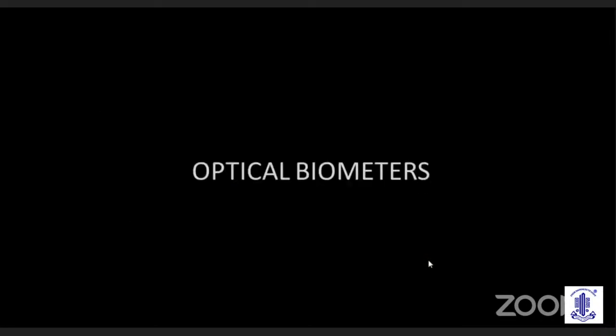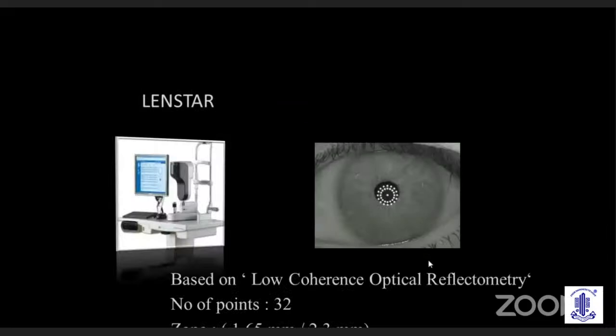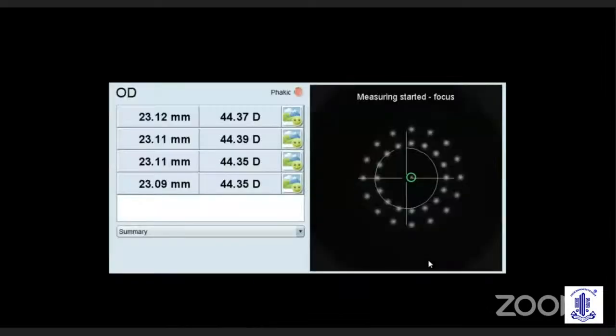The optical biometers will start with the Lenstar. It is based on low coherence optical reflectometry. There are 32 points which are actually checked in 2 zones. The first zone is at 1.65 millimeters and the second one at 2.3 millimeters. When you are personally doing the examination, like what I do, you can see the clarity of the mire, the repeatability of your keratometry and the axial length on the screen itself.